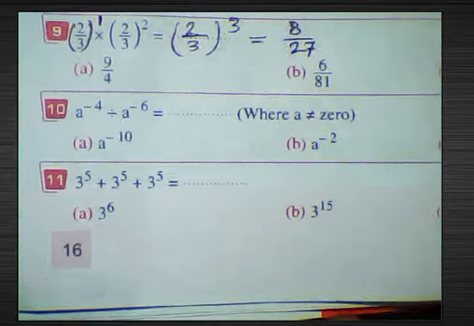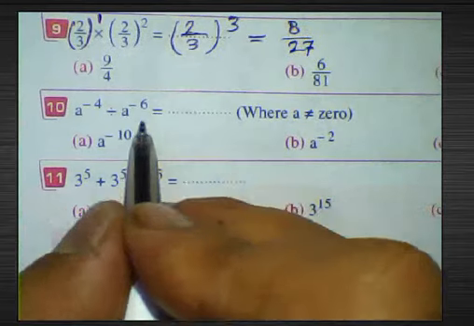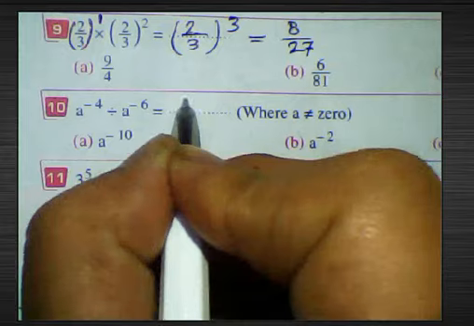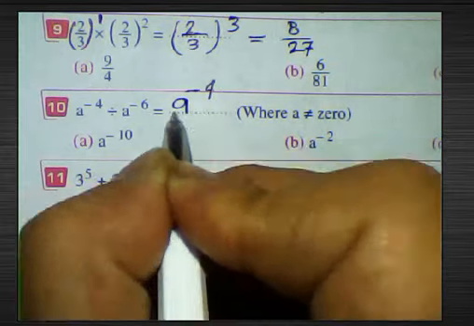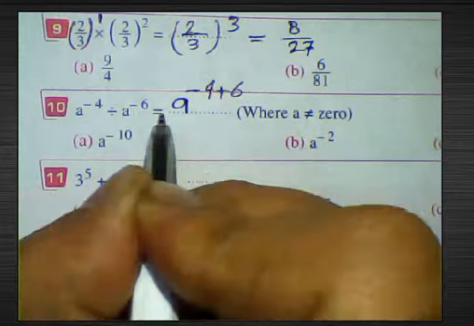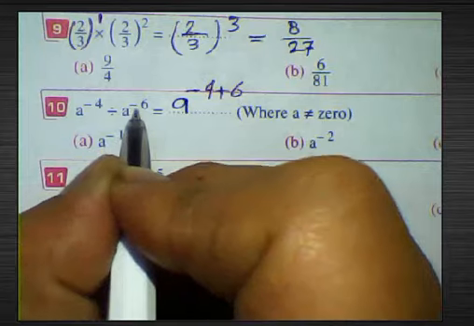And a power negative 4 divided by a power negative 6. We can find the difference between the powers here: subtract negative 4 plus 6. Find the difference about negative 6.